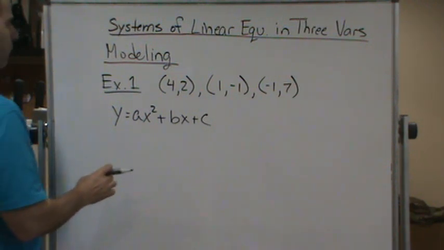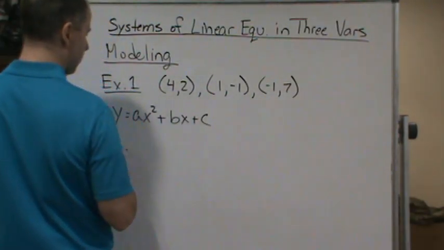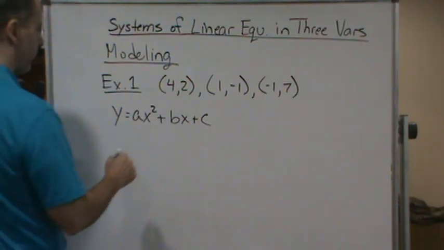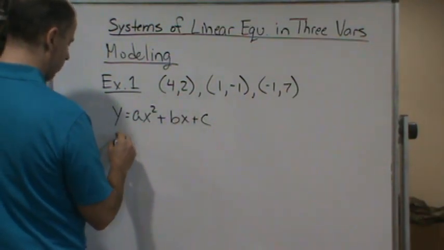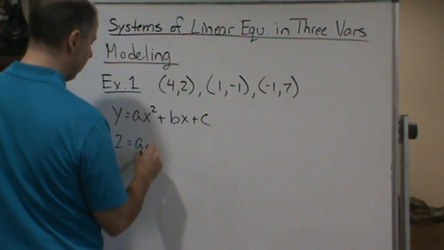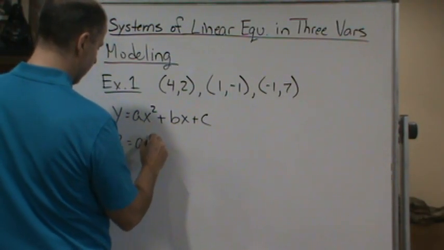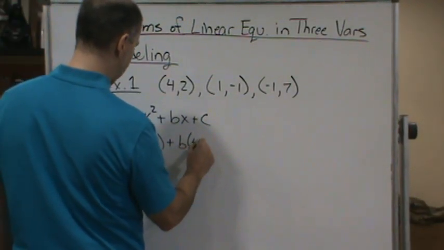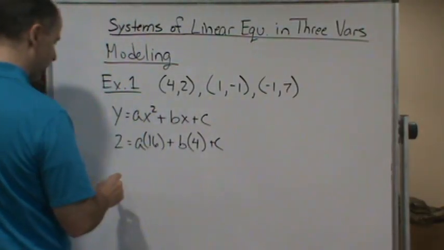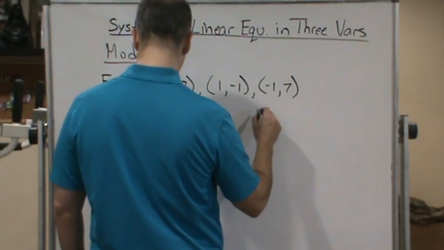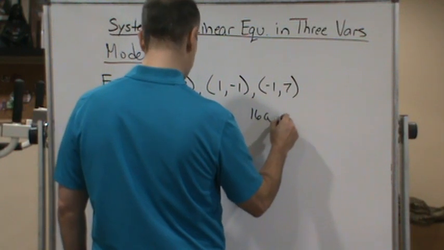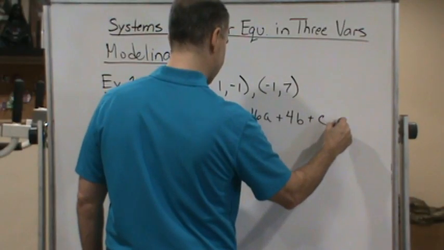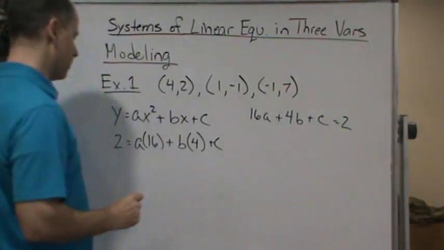Well, what we're going to do is plug in each of these points for x and y and come up with a system of equations. So if I plug in 4 and 2 into this, I get 2 equals a times 4 squared, which is 16, plus b times 4 plus c. And that's going to give me 16a plus 4b plus c is equal to 2. So that's my first equation.